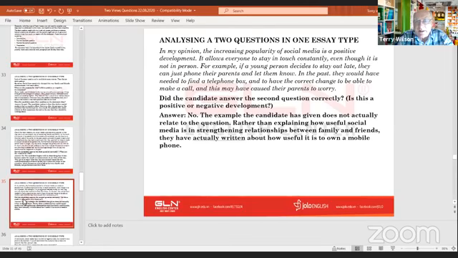Again, did the candidate answer the second question correctly? So is this a positive or negative development? And again, the answer is no. The example the candidate has given does not actually relate to the question. Rather than explaining how useful social media is in strengthening relationships between family and friends, they have actually written about how useful it is to own a mobile phone.